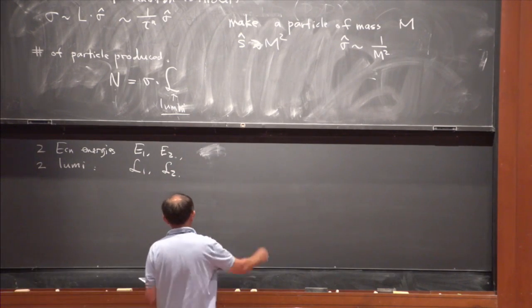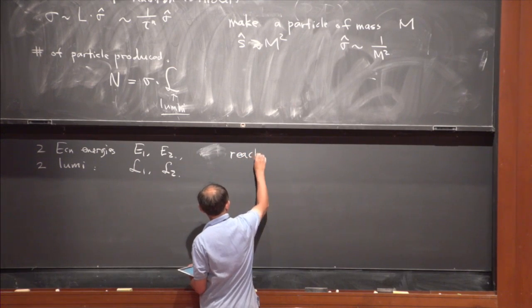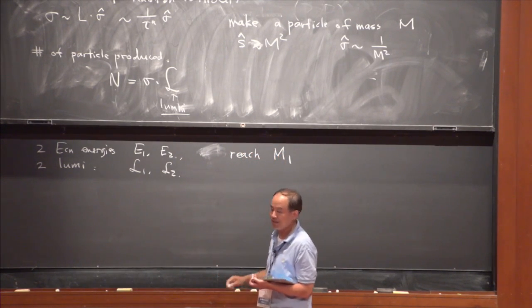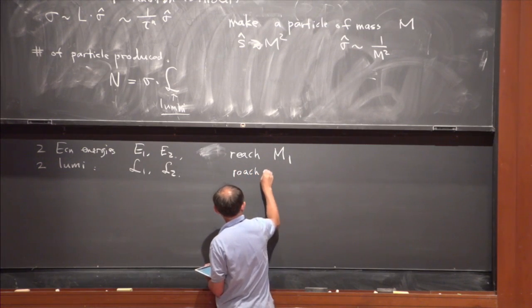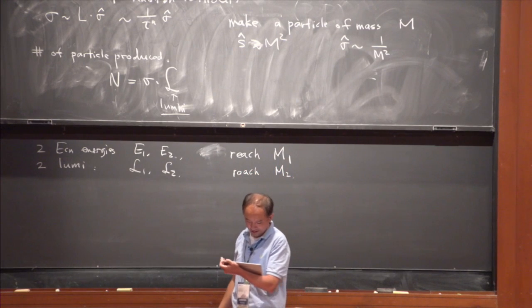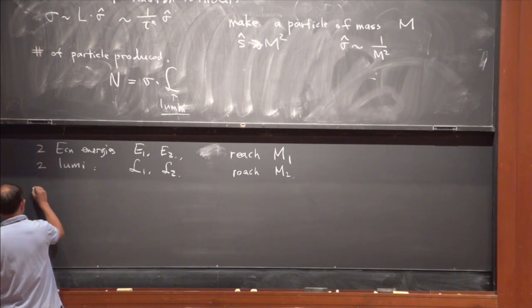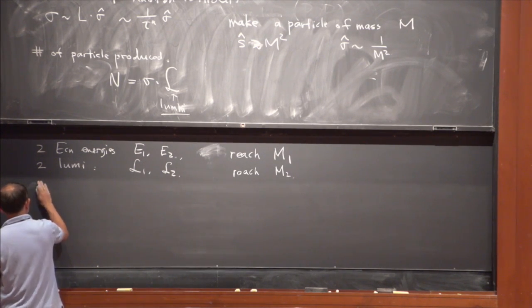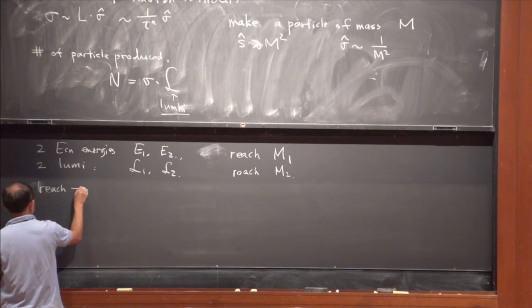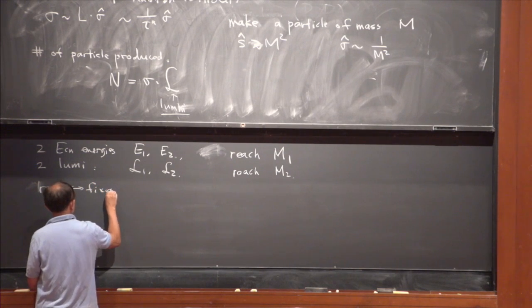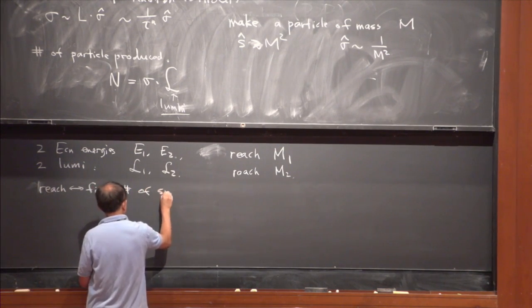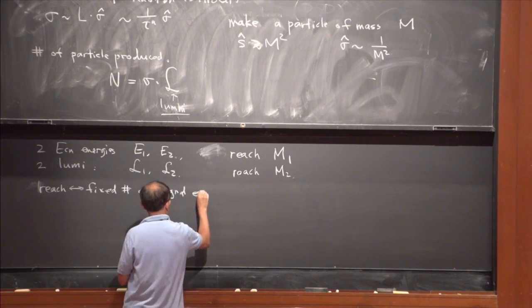Suppose this collider can find a particle of mass m1, and this collider can find a particle of mass m2. Now at this point, I have to make an assumption about what I mean by reach. At least a reasonable assumption is that the reach is defined by some fixed number of signal events.